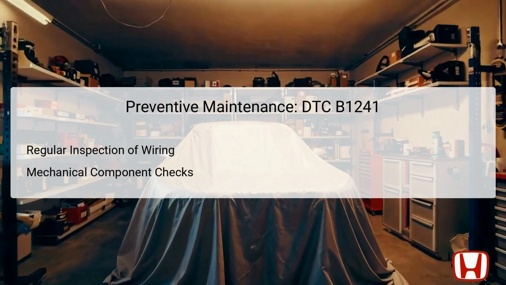To prevent recurrence of issues related to DTC B1241, it's advisable to conduct regular inspections of all associated wiring and connections to the blower motor circuit. Keeping an eye on the mechanical components, including the blower motor and power transistor, can also help avoid future malfunctions.